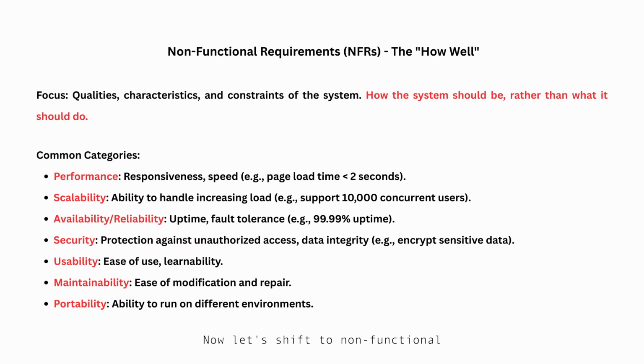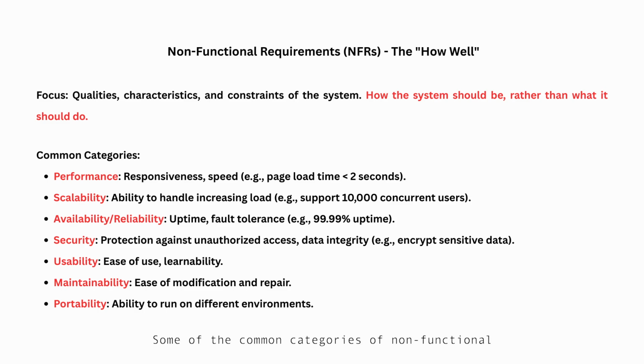Now let's shift to non functional requirements. If functional requirements tell us what the system does, non functional requirements tell us how well it does it. They define the qualities, characteristics, and operational constraints. These are often adjectives or adverbs describing the system's behavior.